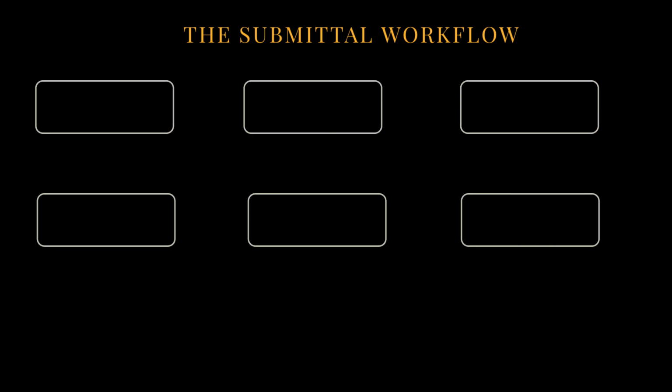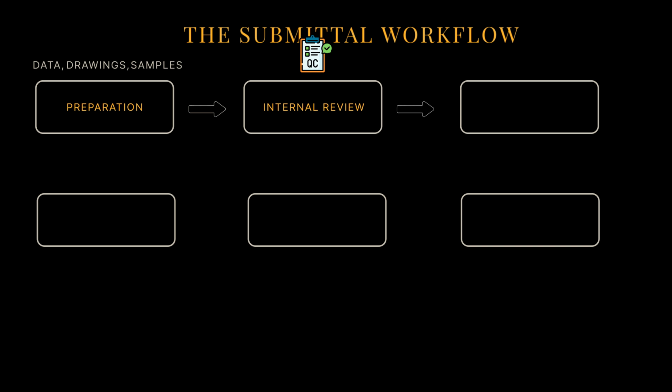So, how does this process actually work in practice? Most submittal workflows follow a 6-step structure, and understanding this flow is crucial for managing your project timeline effectively. Step 1. Preparation. Your team gathers all the necessary data, drawings, and samples for the specific building component. Step 2. Internal review. You conduct quality checks internally before anything leaves your office. Step 3. Formal submission. You send the package to the architect or consulting engineer.